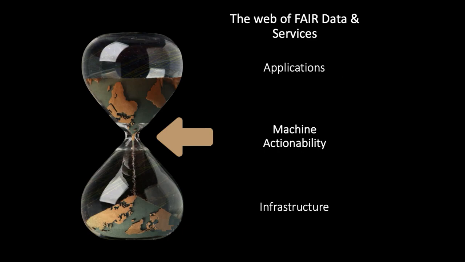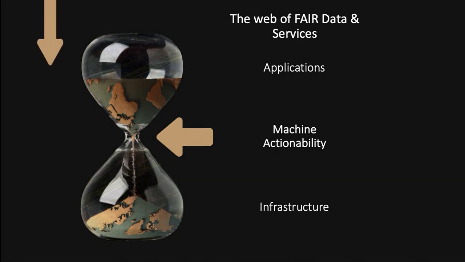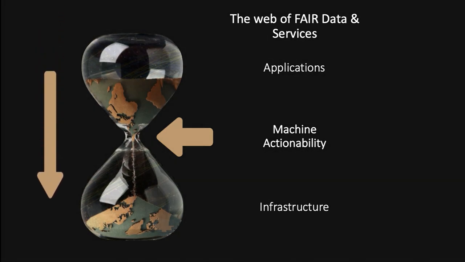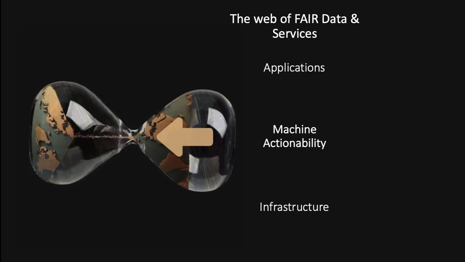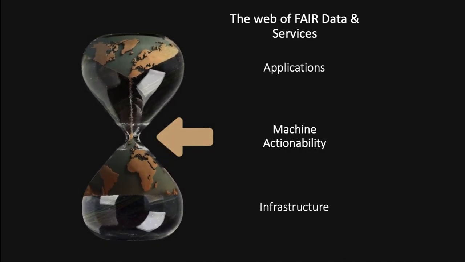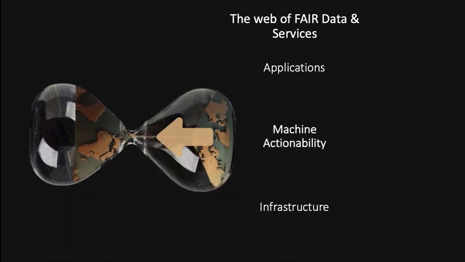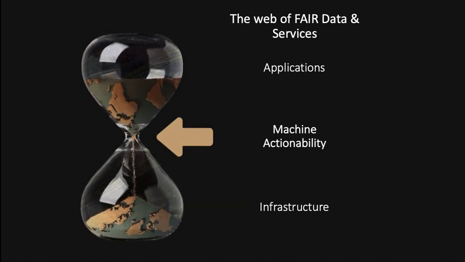hourglass is machine actionability. Within the hourglass, we see that in some way the world is upside down. But an hourglass is turned around again at some point, so everything is in place again. We decided on this design because we believe the global north and south should mutually contribute to this web of fair data and services as well as mutually benefit from it. We should not increase the digital divide, but rather close the gap. This focus is also reflected in the term equitable in the title of the conference.